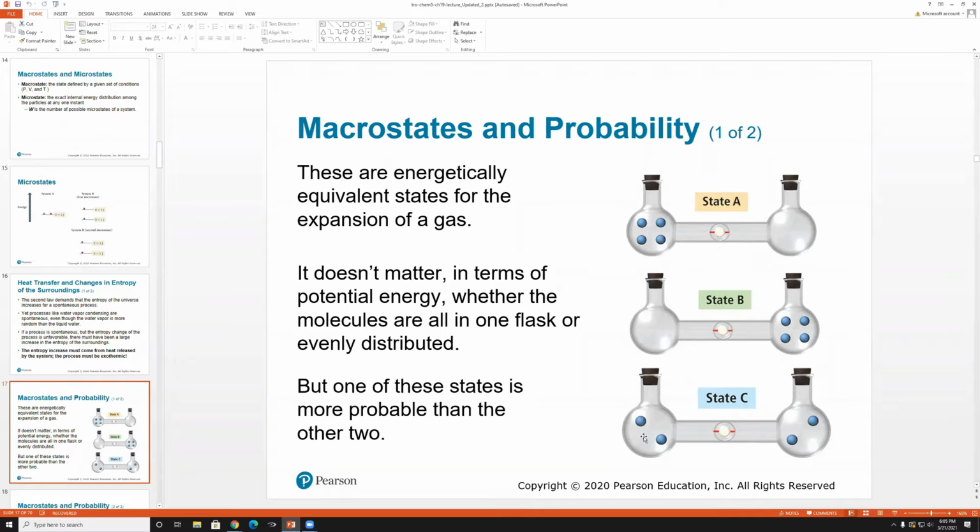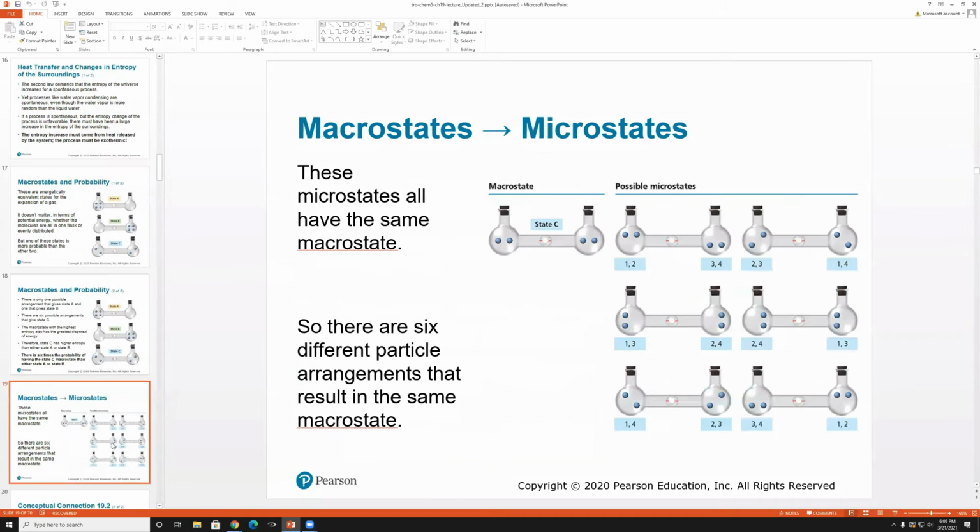If you're talking about which specific molecule is in flask 1 and 2, or A and B, we're not going to use A and B. We use 1 and 2. But for C, you have 4 molecules in different places, and there's different ways that can be arranged. So for that case where you have 2 on the left, 2 on the right, there's only one macrostate, meaning, not from the perspective of each molecule, just from an overall point of view, there's 2 on the left, 2 on the right, only one way that can happen.